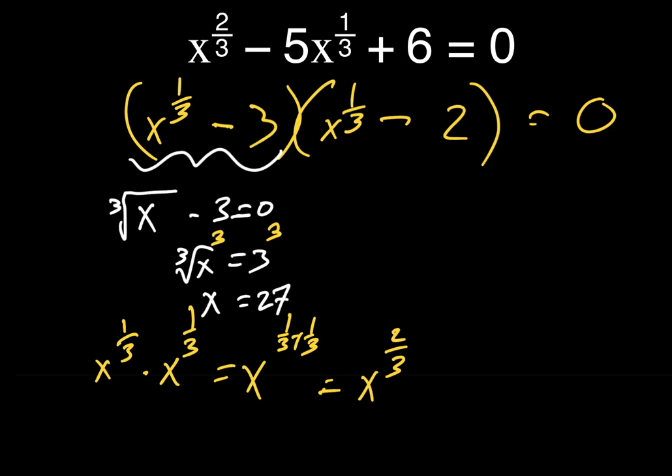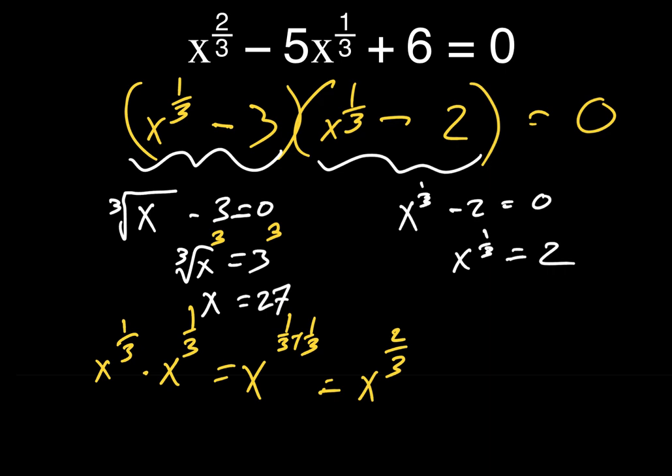I will do the same thing with this one. The cube root of x. And here, I'll do it with the fractions, just so you can see there's another way to go. X to the 1/3 minus 2 equals 0. Add 2 to both sides. X to the 1/3 equals 2.